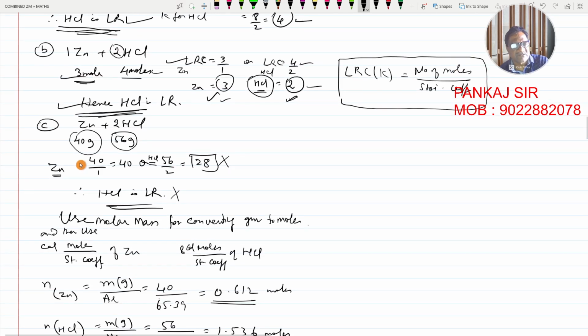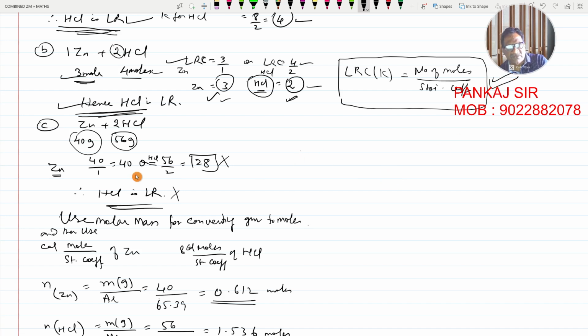Scenario C, 40 grams of zinc is reacting with 56 grams of hydrochloric acid. Here you will have to be careful, because these are not particles, these are not moles, these are mass. So when mass is given, then mass should be converted into moles, and then you have to use this formula, number of moles upon stoichiometric coefficient, right?